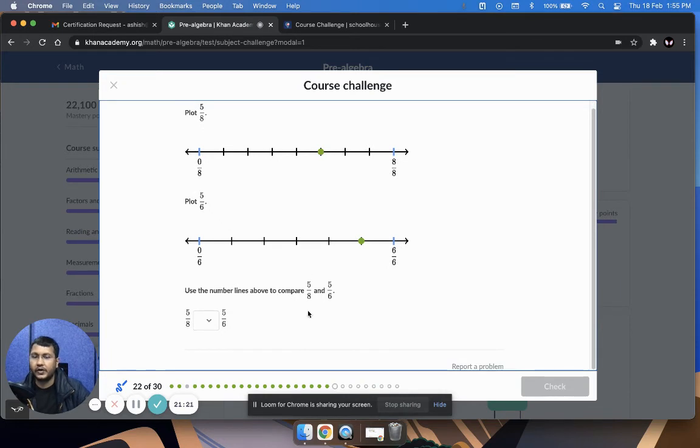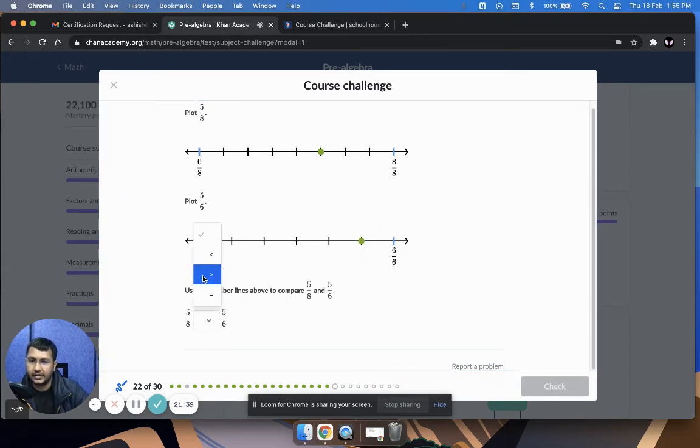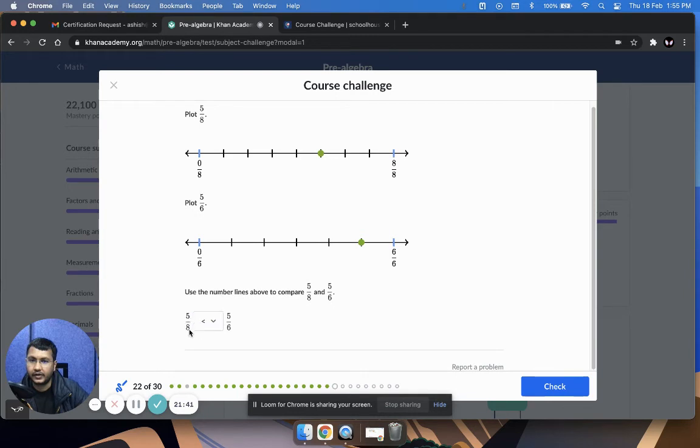Use the number line above to compare 5/8 and 5/6. So how do you compare this? They both start at 0 and they both end at 1. 8 by 8 is 1, 6 by 6 is 1. And you can see that the lower number, 5 by 6, is actually greater. This is closer to 1. So I'll say that 5/6 is greater than 5/8, or 5/8 is less than 5/6. Am I right? I think so. Yeah.